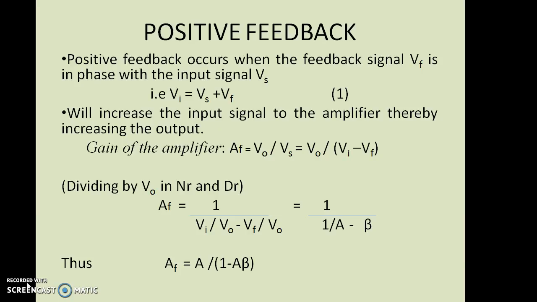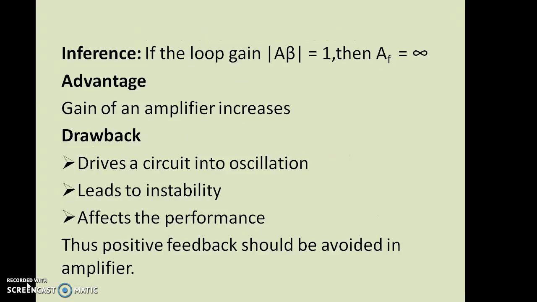The gain of the amplifier is given by V0 by Vs. That is equal to V0 by Vi minus Vf, since Vs is equal to Vi minus Vf from the structure diagram. Finally, AF is equal to A by 1 minus A beta. Inference: if the loop gain A beta is equal to 1, then AF is equal to infinity. The advantage of positive feedback is that the gain of an amplifier increases.